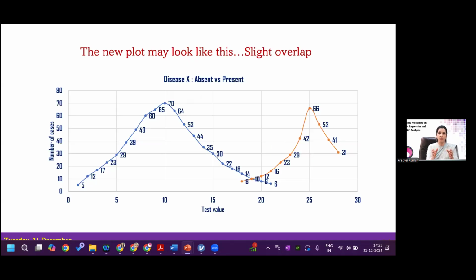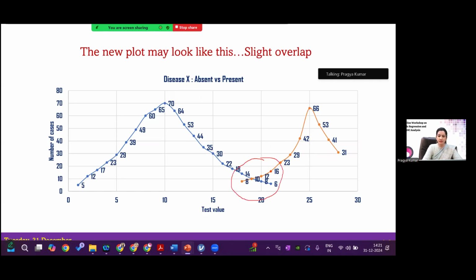So now the plot which we have seen earlier, with that cutoff, now there will be a slight overlap, and this overlap is here. You can see these cases here. They are the false negative, and these you can see are the false positive, because ideally they are healthy, but they have gone into this graph, so they are false positive. So this zone is the zone of false classification. False means either false positive or false negative.